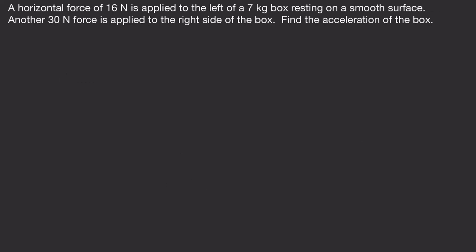This next problem, we have a horizontal force of 16 newtons that is applied to the left of a 7 kilogram box that is resting on a smooth surface. So I'm going to go ahead and draw a box and get a picture going. So we have a 16 Newton force, call this F1. It's applied to the left of the box, so it's going toward the right. This is a 7 kilogram box. And then we have another 30 Newton force, which is applied to the right side of the box.